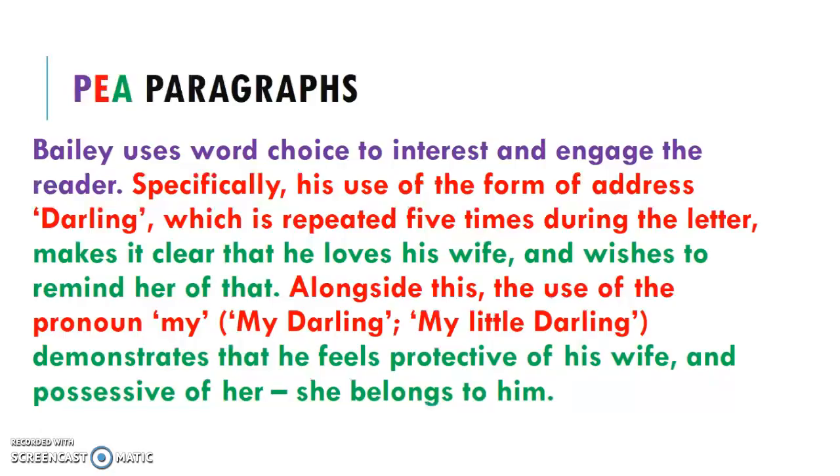I've modelled here a P paragraph for one of those key points, the first one about Bailey's use of word choice. I'm going to give you a little bit of time to read that now, and you can see that the red is the evidence, the purple is the point, and the green is the analysis. So I'm going to give you a few seconds to read that.